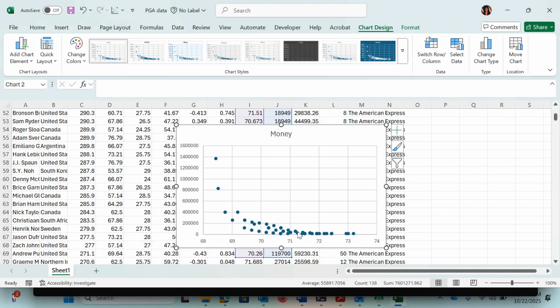And then the last point, I would choose something over here. So I get 71.26 and 27.014. So I have 3 like that.